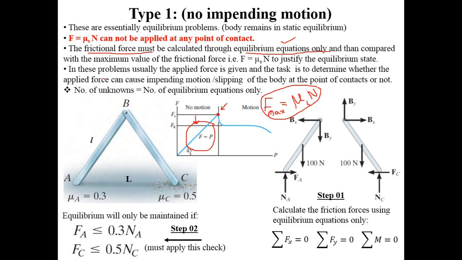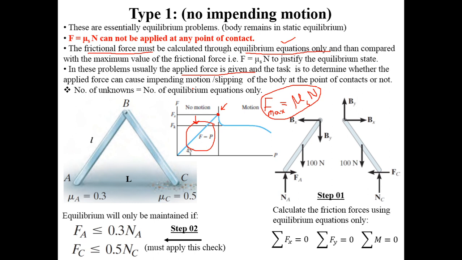So in these problems, usually the applied force is given. So you have to notice that the applied force will be given to you, and the task will be to determine whether the applied force can cause impending motion, slipping of the body at the point of contact, or not. This means that you will be simply asked to find out whether, under the given conditions, your body is going to remain in equilibrium or not.